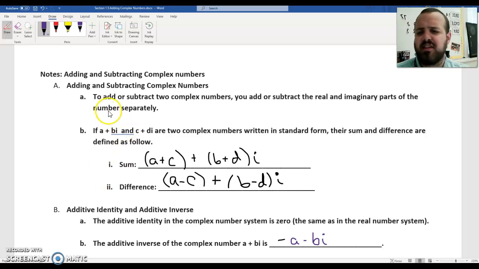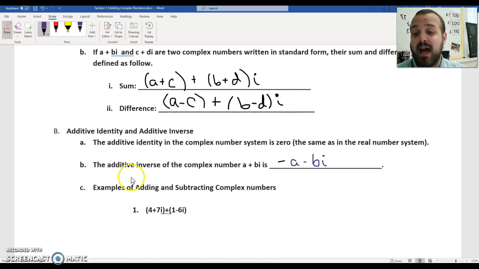So you see there's all this definition. They write down here, the sum, you add your real terms together, you add your complex terms together. Really the main thing that you want to think about is it's like combining like terms. My things that don't have an i, add or subtract them together. My things that do have an i, add or subtract those together. Bada bing, bada boom, I've added or subtracted my complex numbers.